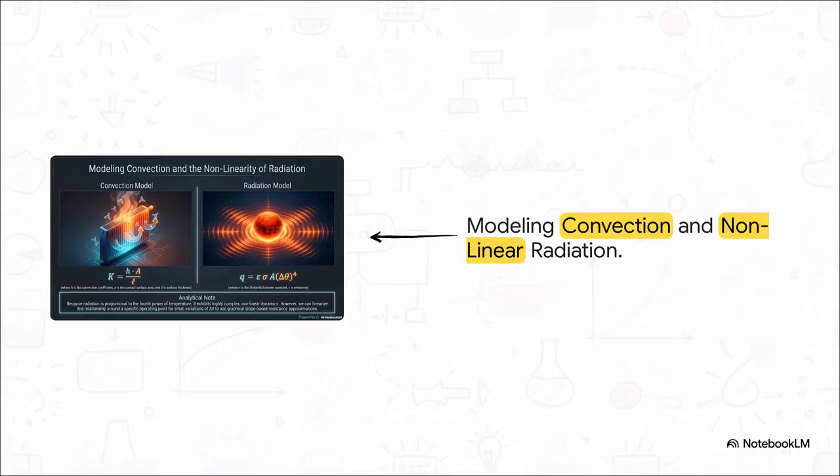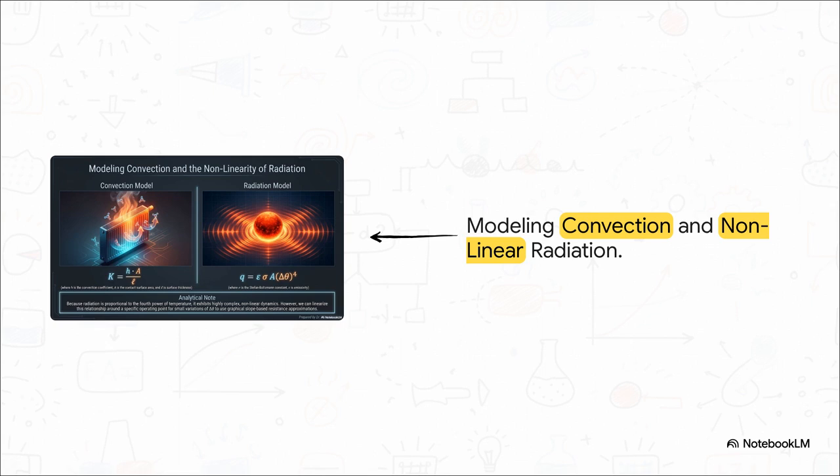Now, let's contrast the fairly straightforward linear convection model with the highly complex radiation model. For convection, shown on the left, the conductivity K is linearly proportional to the convection coefficient H and area A. Easy enough. But look at the radiation model on the right.